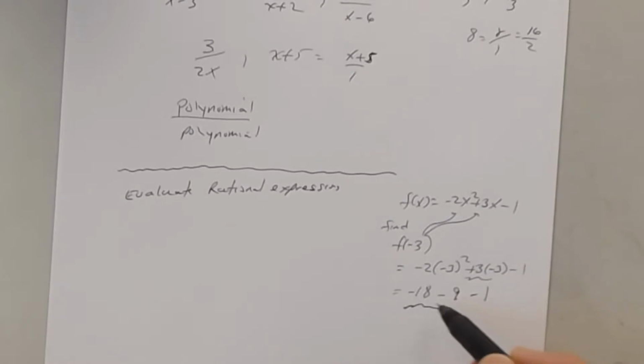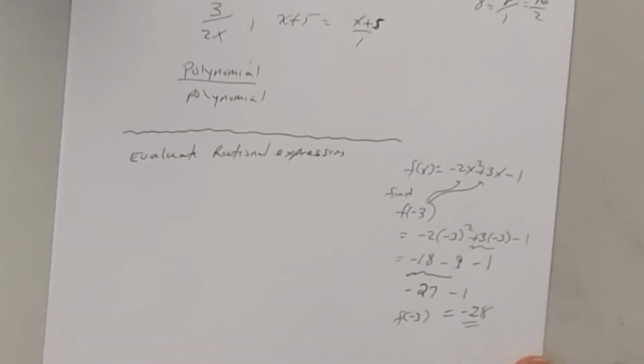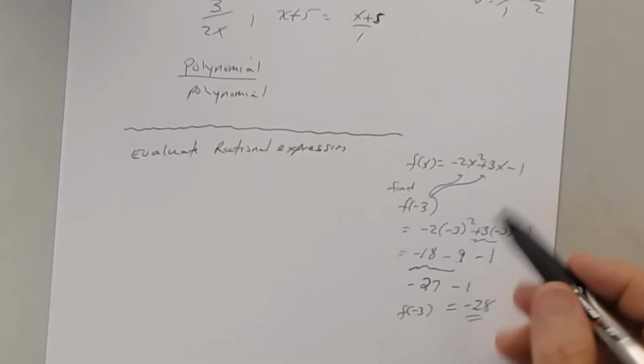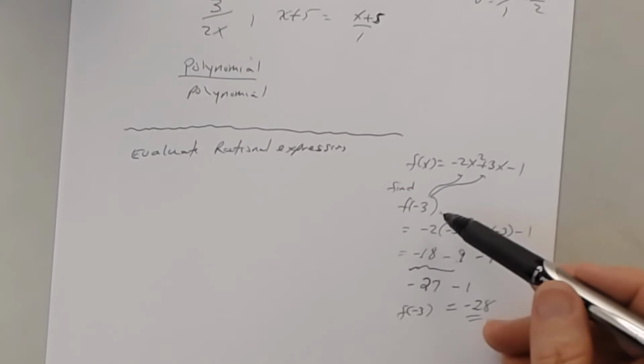And so remember, you got to add and subtract from left to right. So when I go from left to right, what's a negative 18 and negative 9? Negative 27. And what's a negative 27 and a negative 1? Negative 28. So f of negative 3 would equal negative 28. So the idea here was that where we saw the variable x, you substituted negative 3, right?